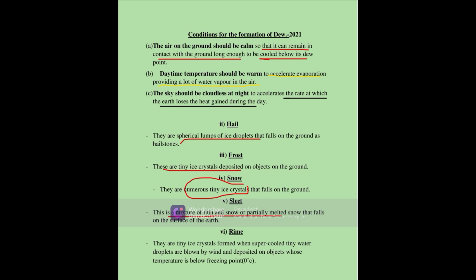Rime is also another form of precipitation, and we say they are tiny ice crystals formed when supercooled tiny water droplets are blown by wind and deposited on objects whose temperature is below freezing point. Freezing point actually is 0 degrees, so when we say it is below freezing point, then of course it will be negative something.